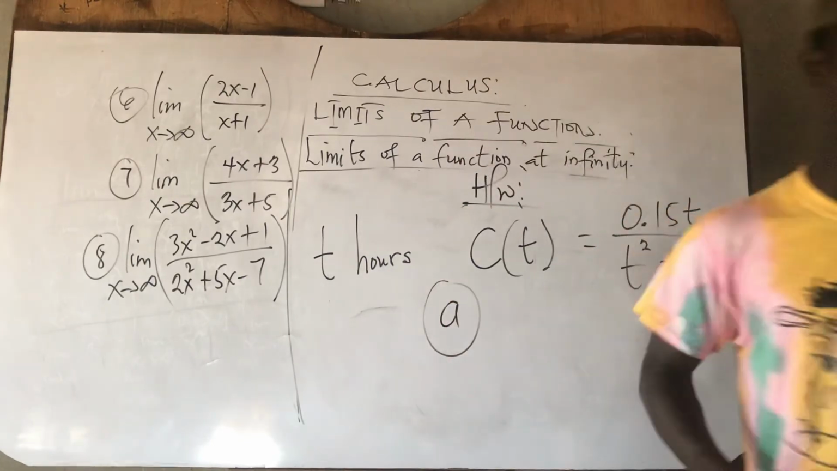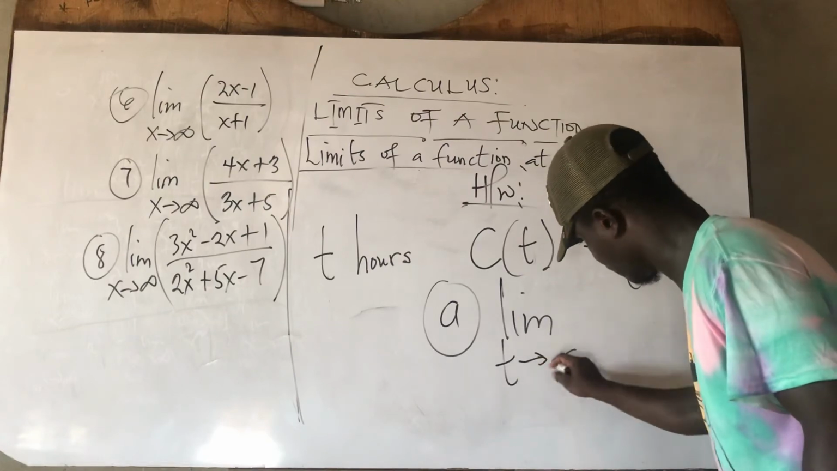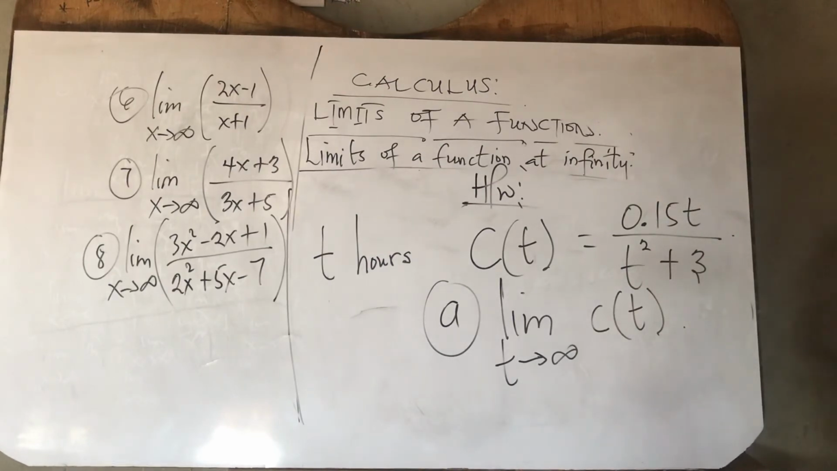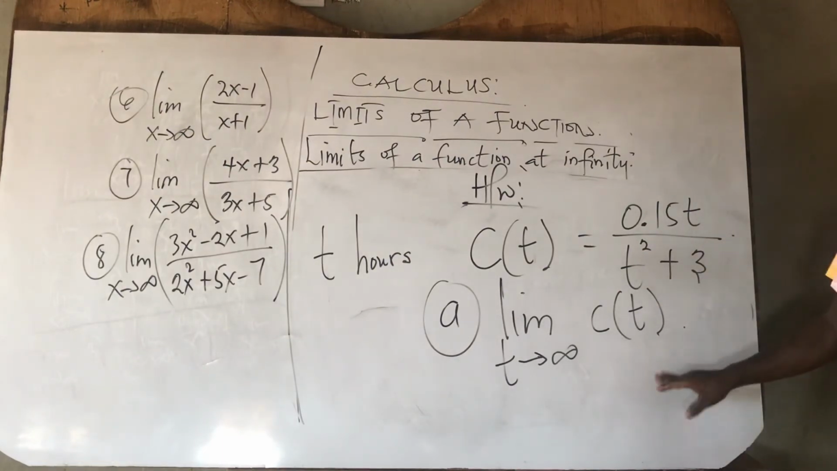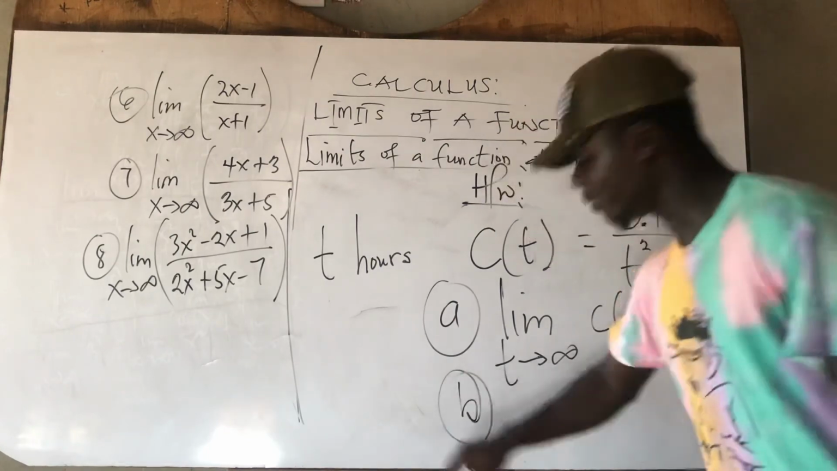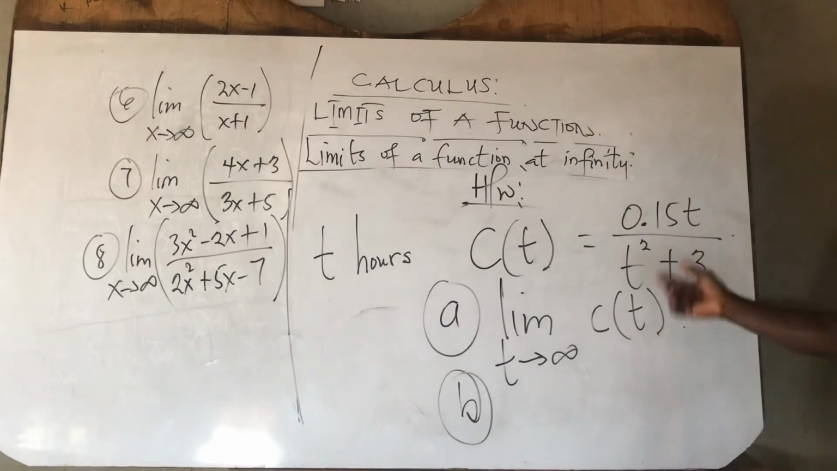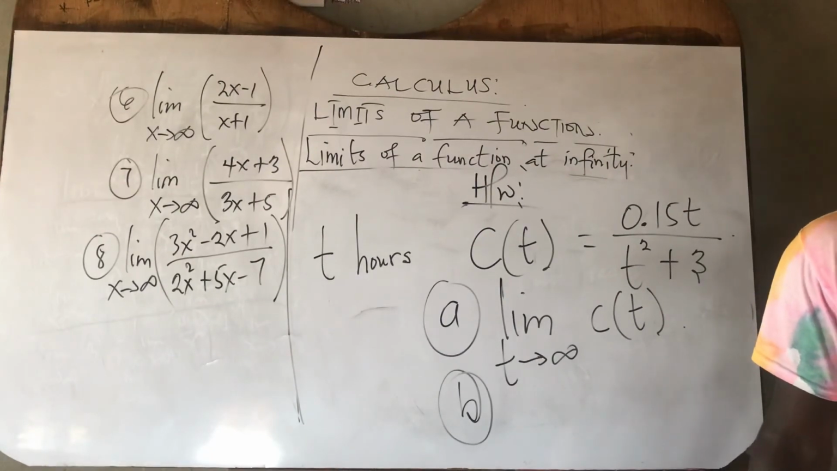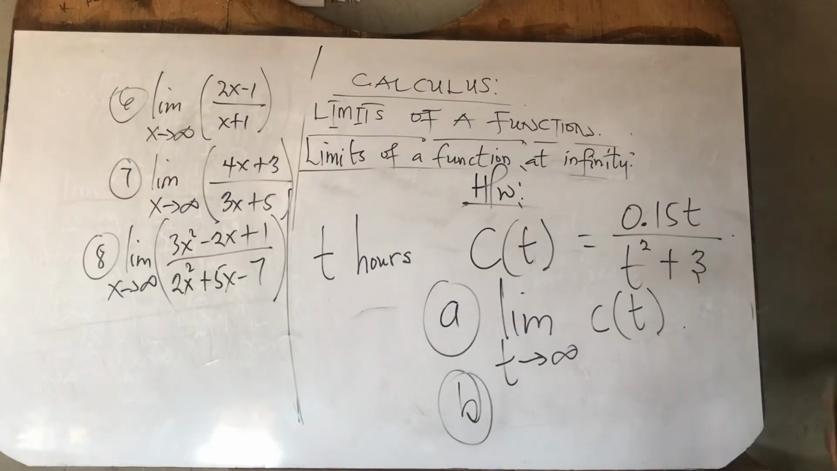The A part of the question says, find the limit as T approaches infinity of the function C of T. So you find the limit as T approaches infinity of the function C of T. Then the last part, the B, says interpret the results in A. So you have to interpret the results in A.